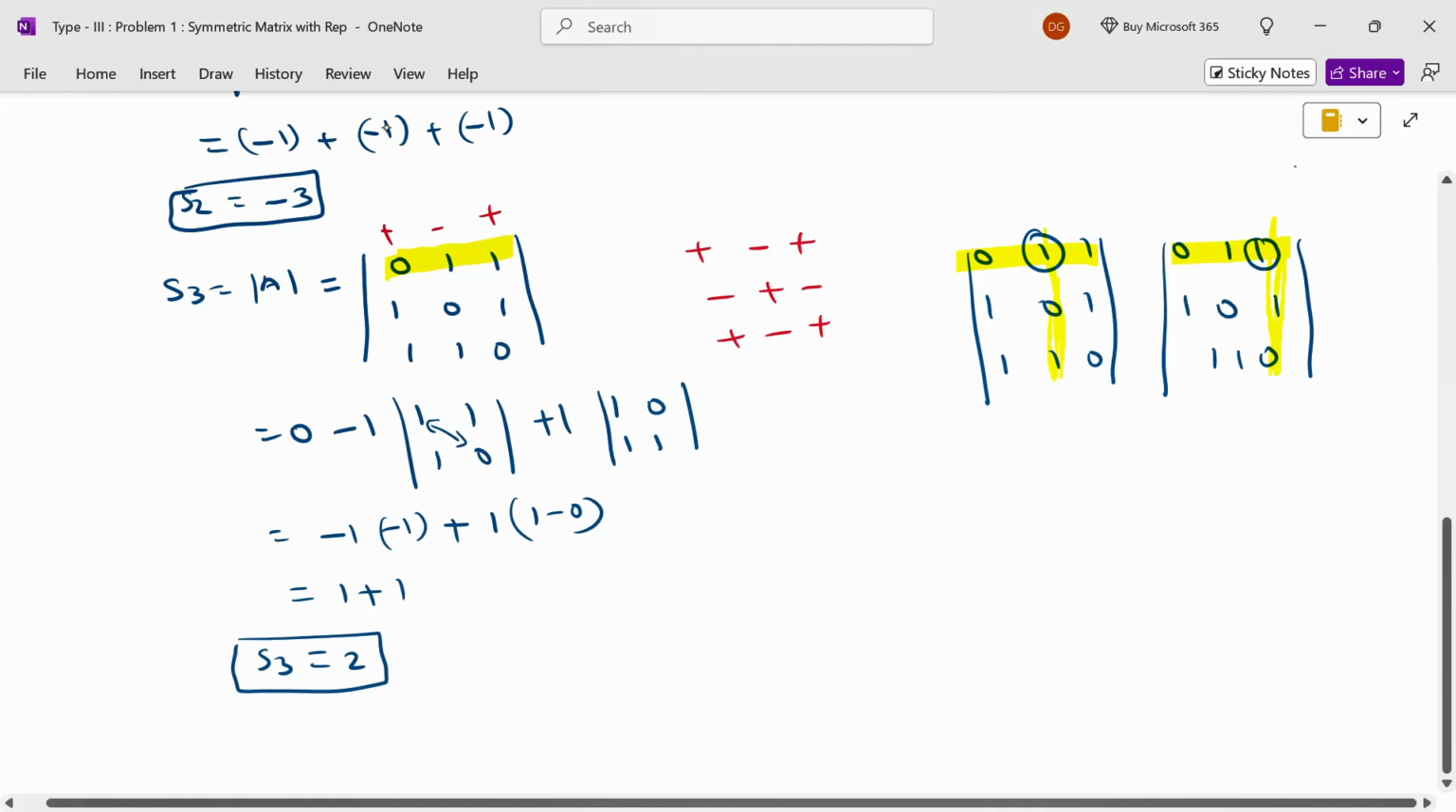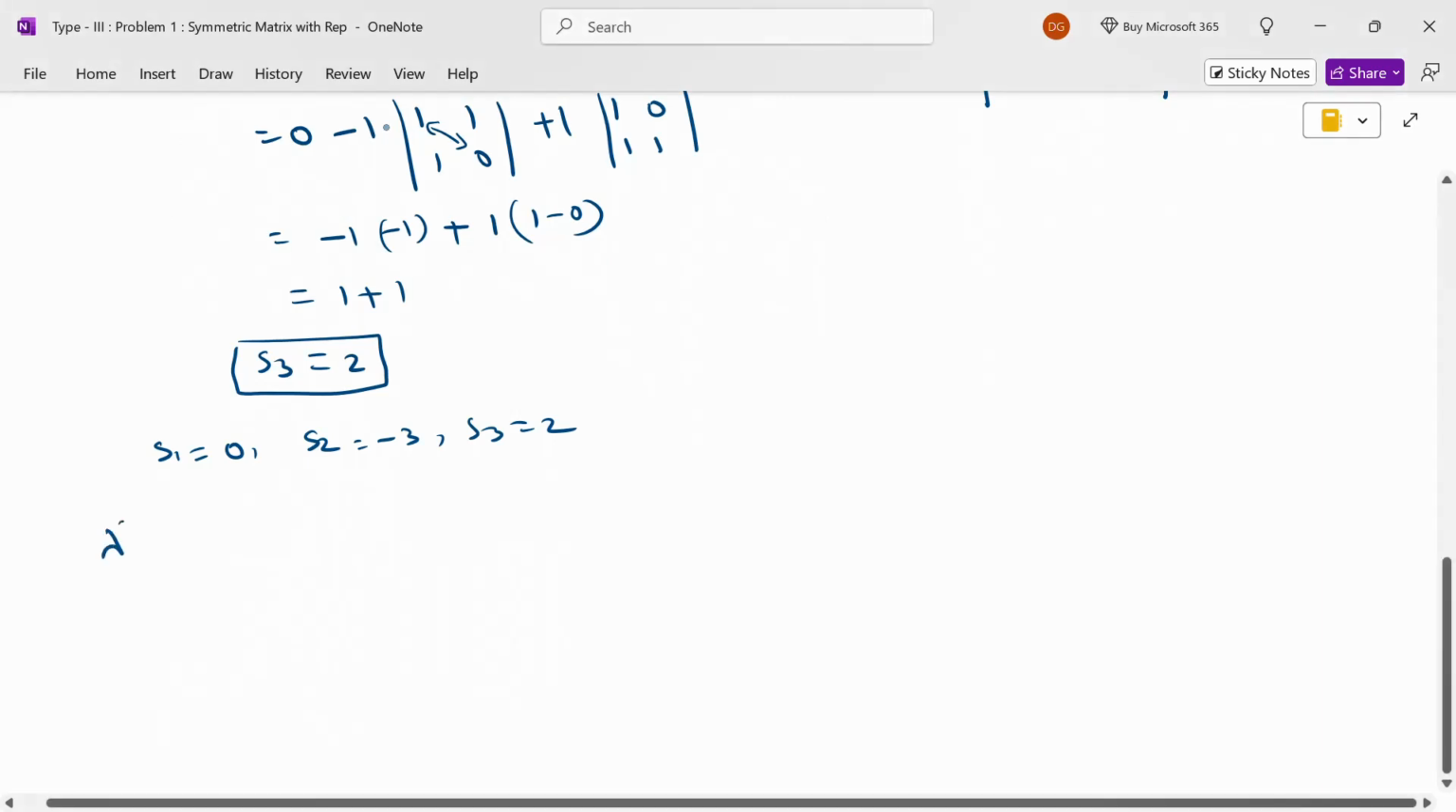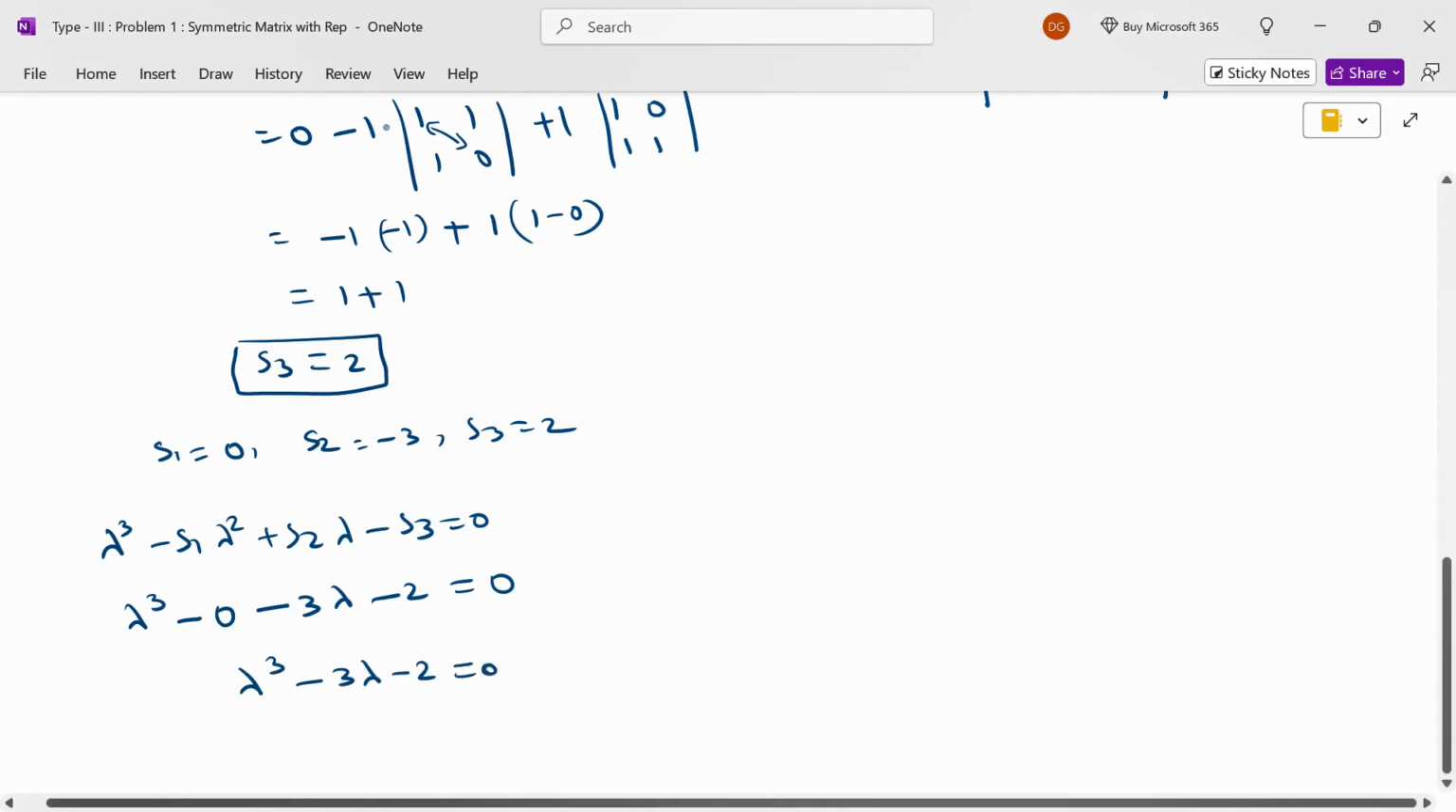Now what are the S1, S2, S3 values? S1 is 0, S2 is minus 3, S3 is 2. Now substitute these values into the cubic polynomial lambda cubed minus S1 lambda squared plus S2 lambda minus S3 equals 0. Now lambda cubed minus 0, then minus 3 lambda, then minus 2 equals 0. Now the form is lambda cubed minus 3 lambda minus 2 equals 0.